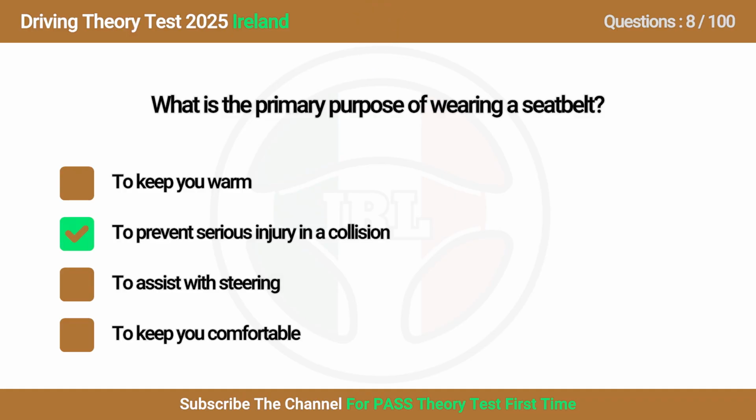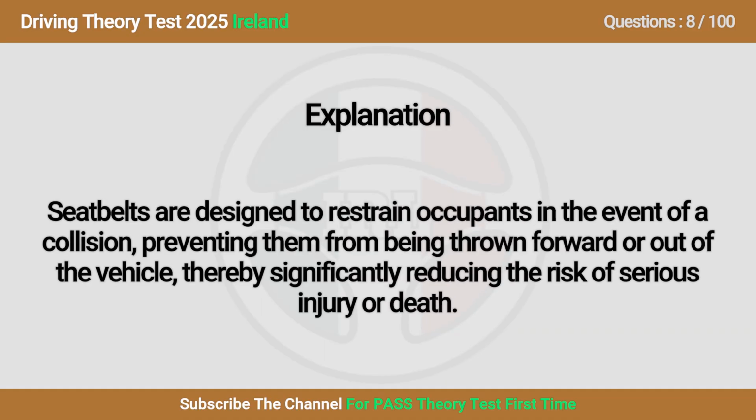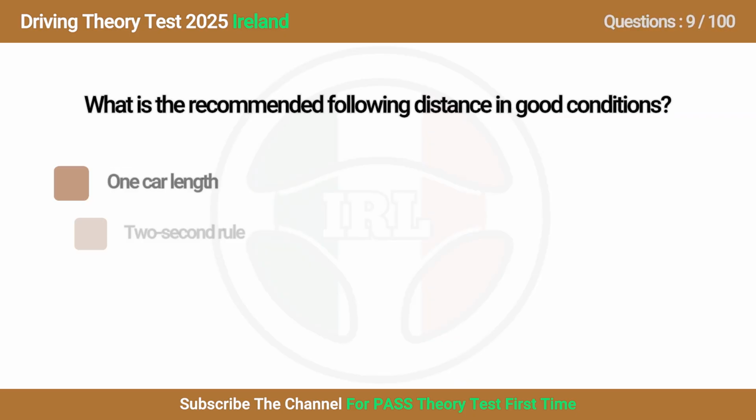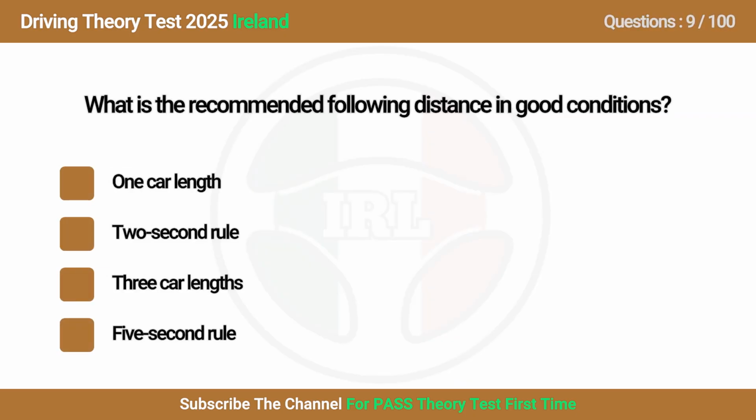Answer is B. To prevent serious injury in a collision. Seat belts are designed to restrain occupants in the event of a collision, preventing them from being thrown forward or out of the vehicle, thereby significantly reducing the risk of serious injury or death.